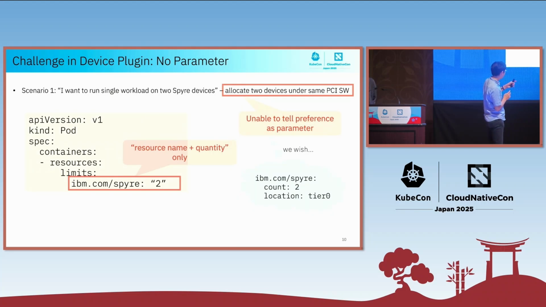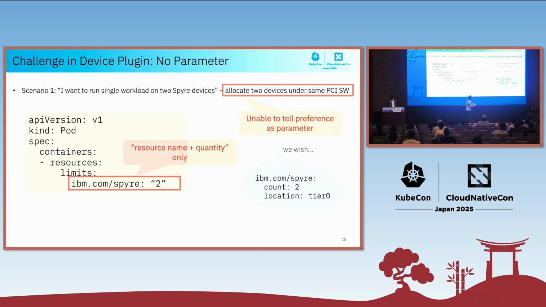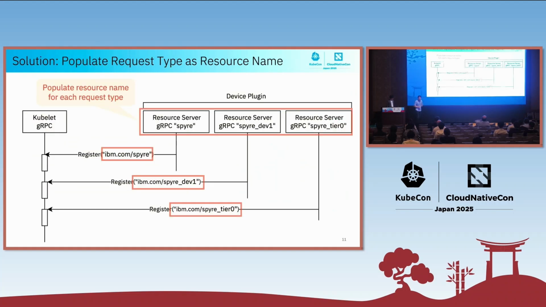This is the standard manifest to request some device. As you can see, the only things we can specify are name and quantity. So we wish we could specify some policy. For example, I want 2 Spire cards, but they should be under the same PCI switch, where tier 0 means the same tier on the PCI switch. But it is not feasible in the current device plugin mechanism. So how do we solve that?